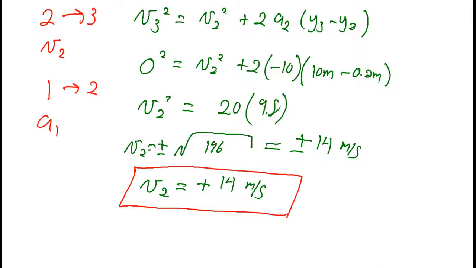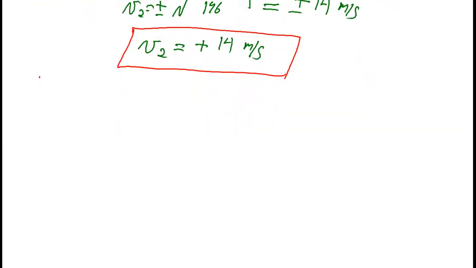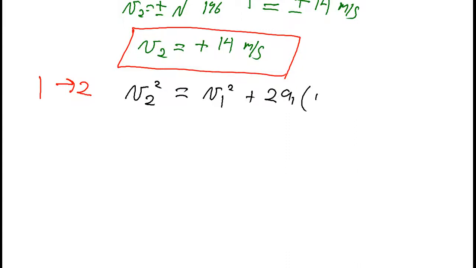Alright, so now that we've got that, we can go ahead and figure out what the acceleration is during the first part of the motion using the kinematic equations again. So we'll go from point 1 to point 2, and we don't know anything about the time, so we'll need to use the same equation that has the squares in it. So v2 squared will be equal to v1 squared plus 2 times a1 now times y2 minus y1. So this time the acceleration a1 is our unknown, so we'll put in the numbers.